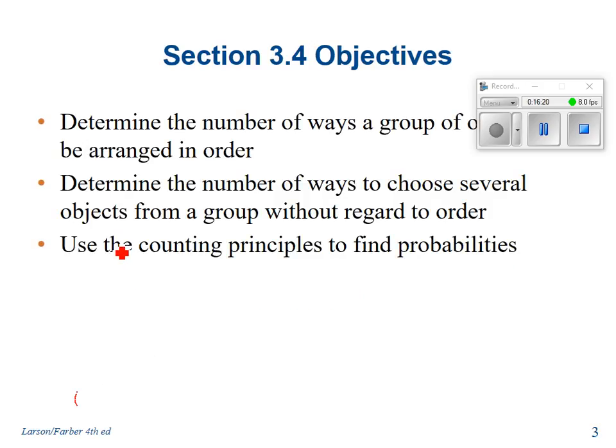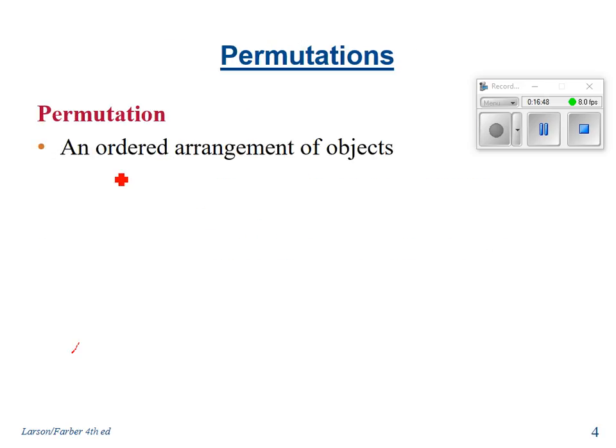Last section in this chapter, section 3-4. Two main things here: determining the number of ways a group of items can be arranged, or the number of ways to choose several objects from a group without regard to order, and using counting principles to find probabilities. These two things are permutations and combinations. You will be confused because it is hard to decide, is this a permutation or a combination? So you got to listen closely.